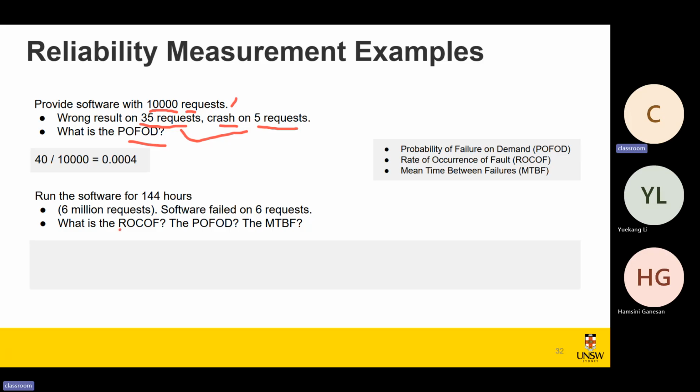So let's first consider the rate of occurrence of fault. Because we have time information here, we can use the time-related metrics. Rate of occurrence of fault is actually how many faults per time unit, right? So we have 6 failures and 144 hours. Basically, we just use 6 divided by 144.